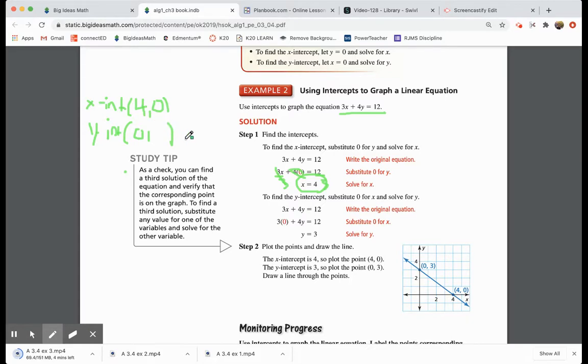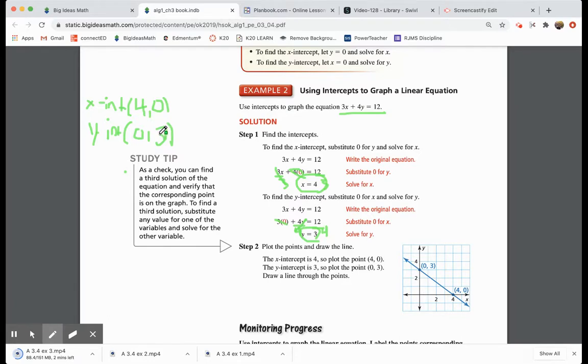So now let's find our y-intercept. To solve for the y-intercept, you're going to plug 0 in for x and solve for y. So we're back to the original equation, and I plug 0 in for x. Well, 3 times 0 is 0, and I'm left with positive 4y equals 12. So I divide both sides by 4, and we get that y equals 3. So I come back up here, it's the point 0, 3.